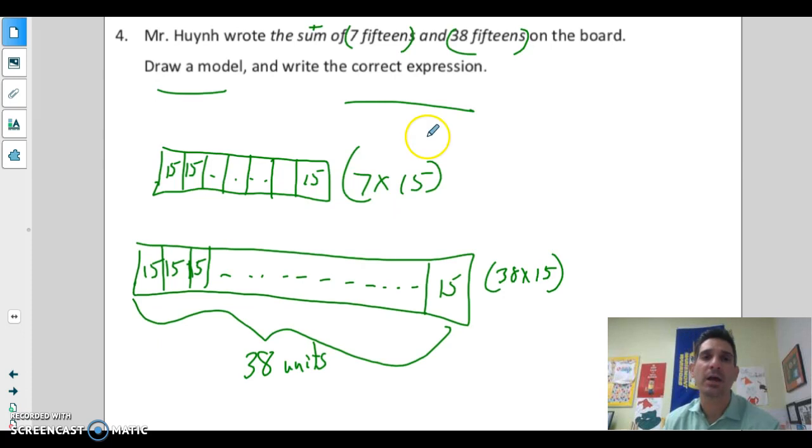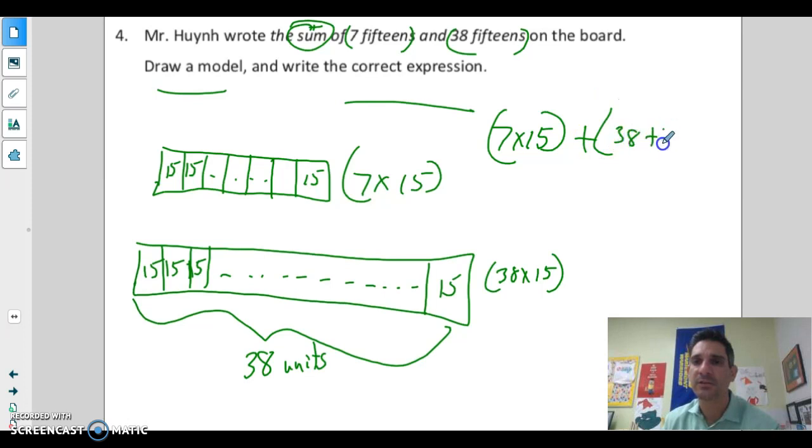Love it. Okay, so write the correct expression. It says the sum of. So that means I'm going to do 7 times 15, in parentheses, plus 38 times 15. Okay? Parentheses are huge because parentheses tell you what to do first. It would change things all around if we didn't. Oh, I'm sorry, boo-boo. That's multiplying. All right, I know someone caught that.